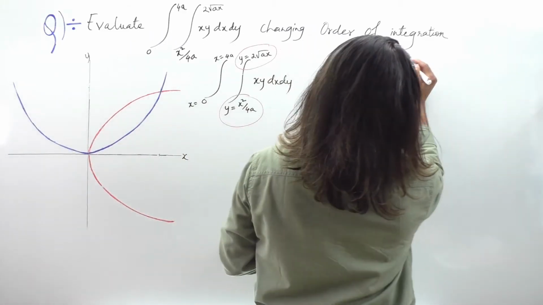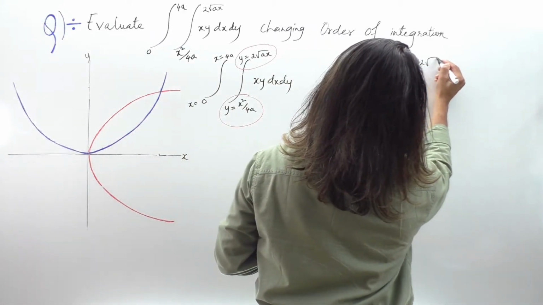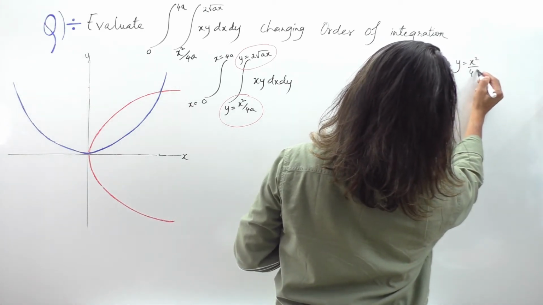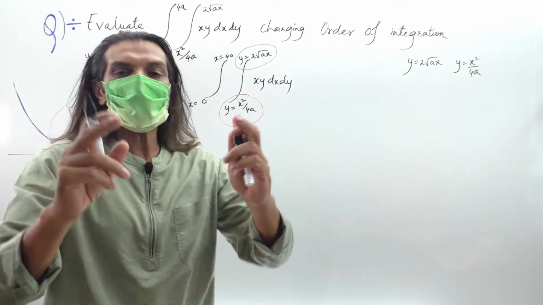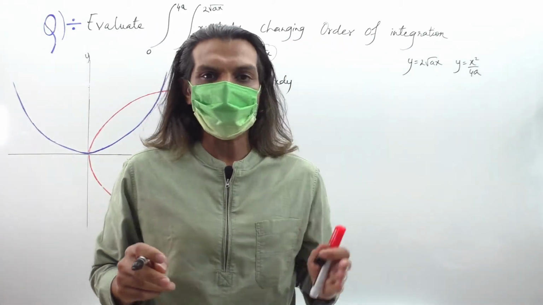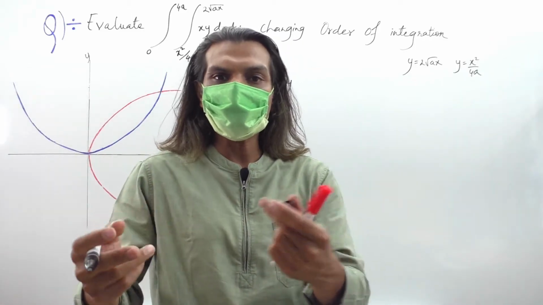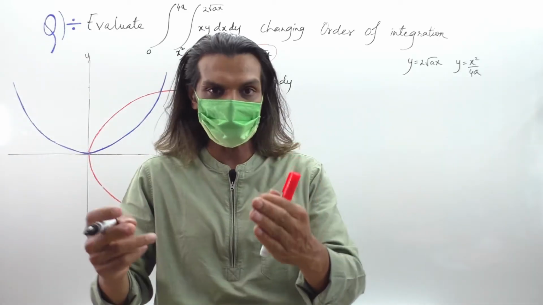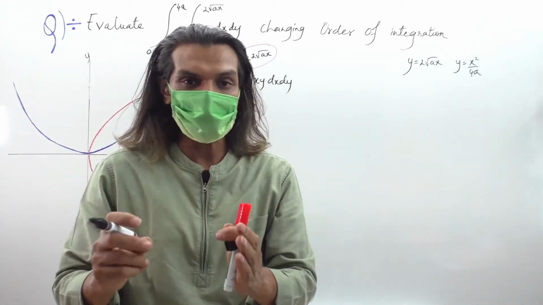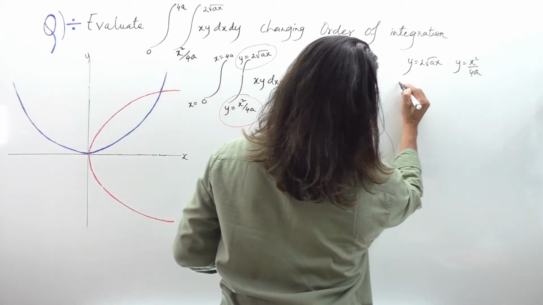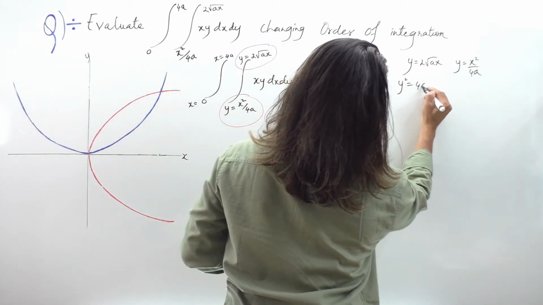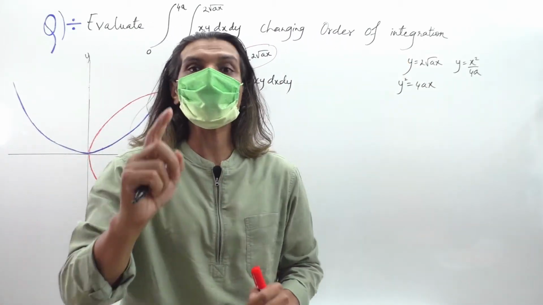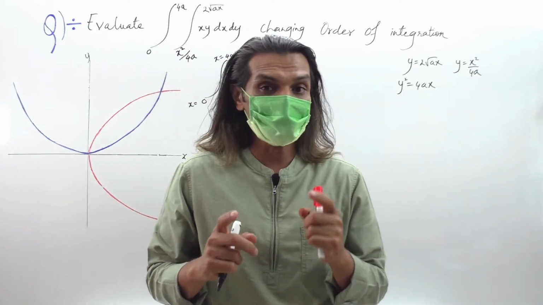So we have y is equal to 2 root of ax and y equals x square by 4a. Now wherever there is a root, always square them, because we know some graphs, and the equations which are given should resemble them. For that, to find the accurate graph, you need to square it. So when you square this, we have y square is equal to 4ax. Now you know, you have seen this graph. This is a graph of a parabola with even powers of y, symmetrical about the x-axis.